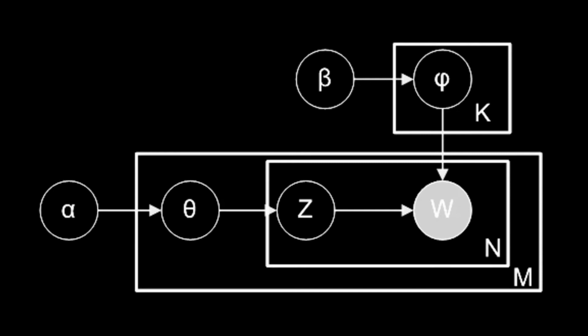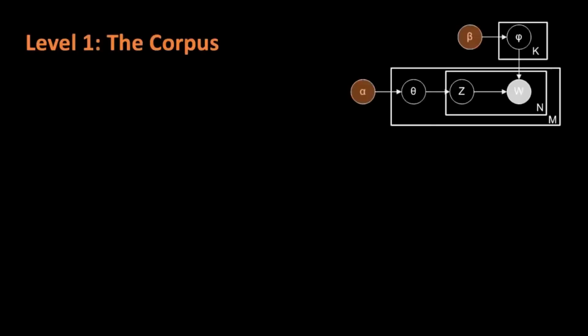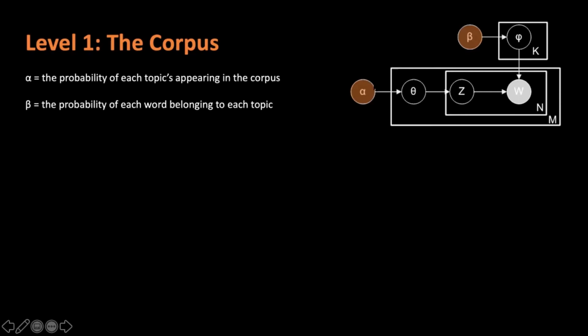Okay, so let's start at the first level, the corpus. You'll see I've highlighted in the diagram 2 circles here: the little one that's called alpha and the little one that's called beta at the top there. So at the level of the corpus, what the algorithm needs to learn is 2 things. It needs to learn alpha, which is the proportion of each topic that's in the corpus.